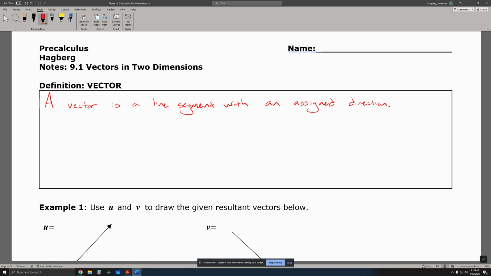So everything we know about line segments, they have a finite length, they have two endpoints, but now it has an assigned direction. So as we move across the line segment, we move across in one direction, whereas line segments just don't have a direction. It's just the segment.